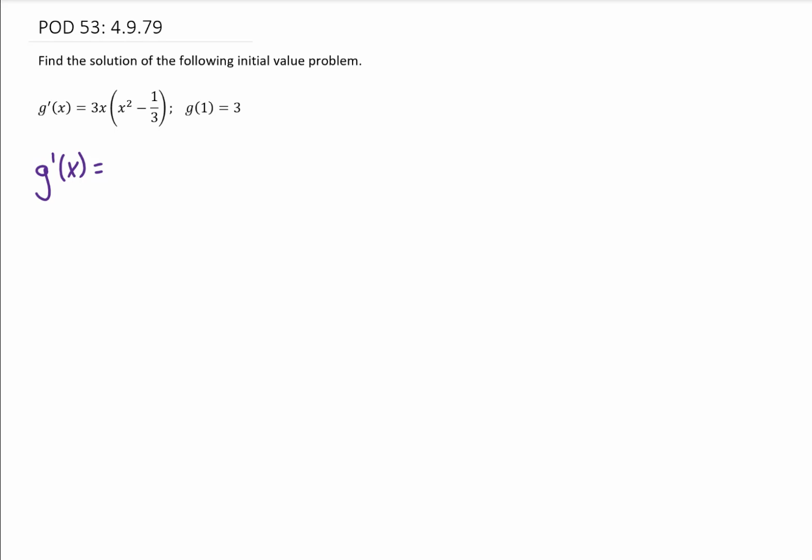So 3x times x squared gives us 3x cubed. 3x times 1/3 just gives us x. Now, if we want to find g of x given g prime of x, we need to find the integral of 3x cubed minus x. And the variable in this problem is x, so we're going to integrate this with respect to x.